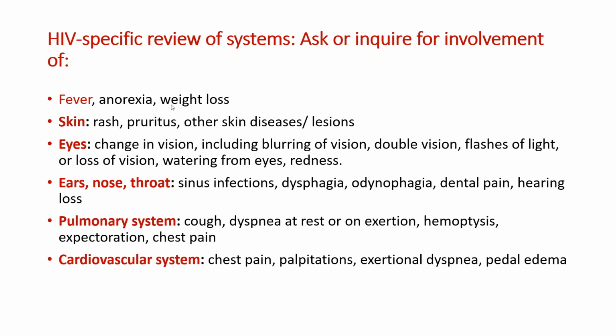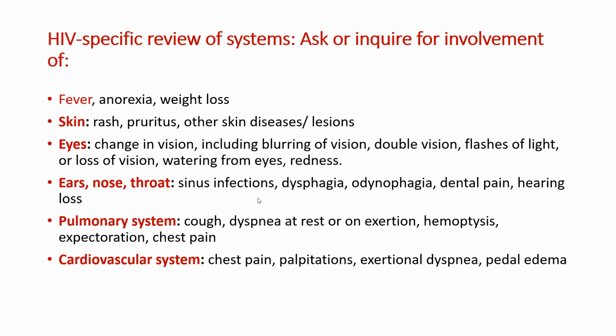Ask about fever, anorexia, weight loss. Always ask, even if the patient does not report it to you. Ask whether the patient has ever had a skin rash, pruritus, any other skin disease, or any other lesions, and this will include genital lesions as well. Ask whether there has been a change in vision, blurring vision, double vision, flashes of light, loss of vision, watering from the eyes, redness. Remember, patients may not associate skin disease or eye disease with HIV, but you know that HIV can affect the skin and the eyes. So you need to find out whether the patient has or has had any of these complaints.